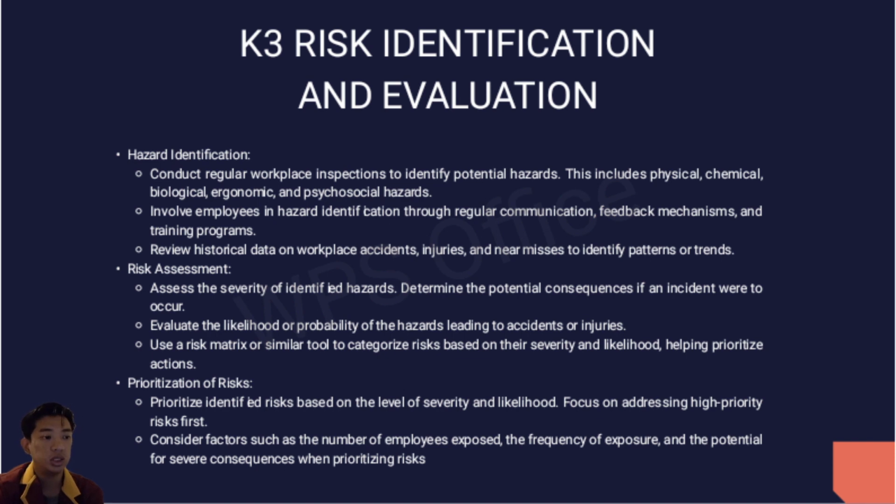Number two, risk assessment. Assess the severity of identified hazards, determine the potential consequences if an incident were to occur, and evaluate the likelihood or probability of the hazard leading to accidents or injuries. These risk metrics are used to categorize risks based on their severity and likelihood, helping prioritize action.